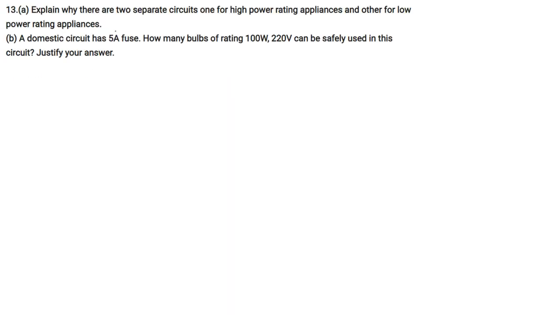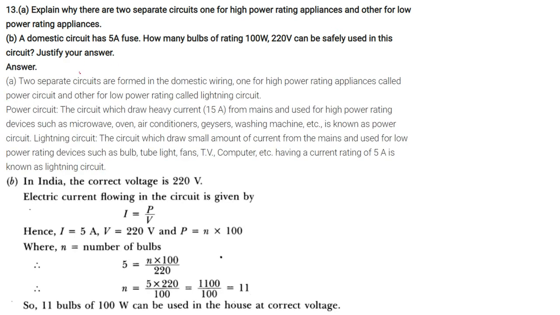Explain why there are two separate circuits, one for high power rating appliances and the other for low power rating appliances. We have two separate circuits formed in domestic wiring. One for higher power rating appliances is called the power circuit, and the other for low power rating is called the lighting circuit. The power circuit draws heavy current, that is 15 ampere, from the mains and is used for high power rating devices like the microwave oven, air conditioner, geysers and washing machine. This is known as a power circuit.